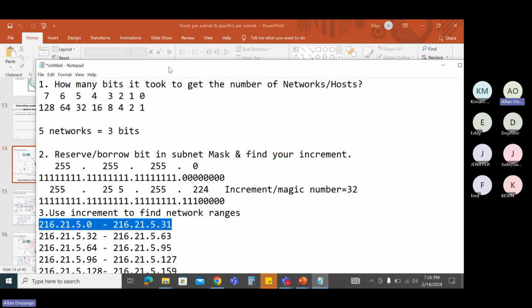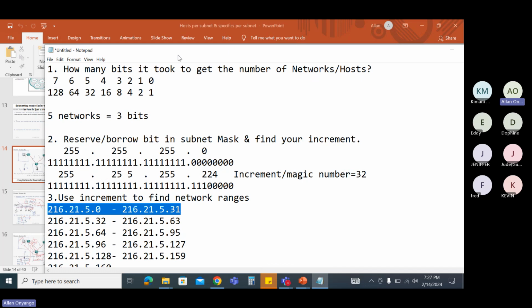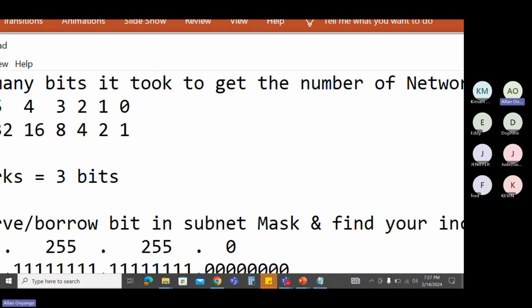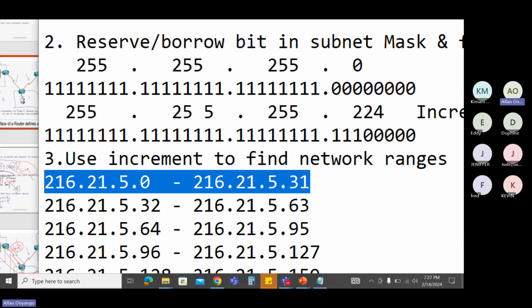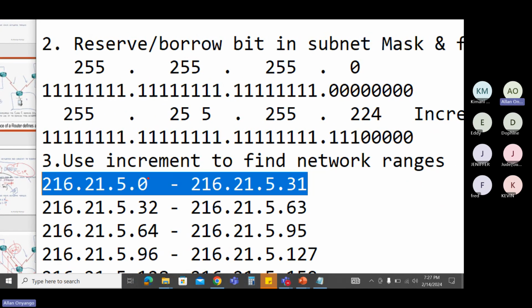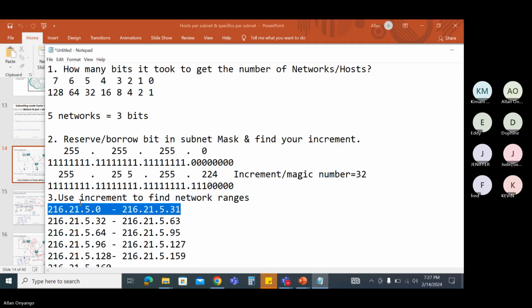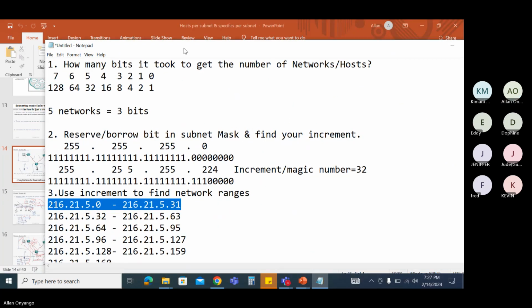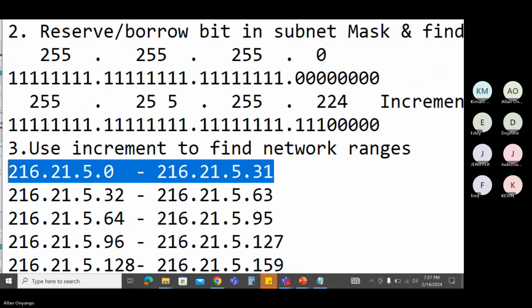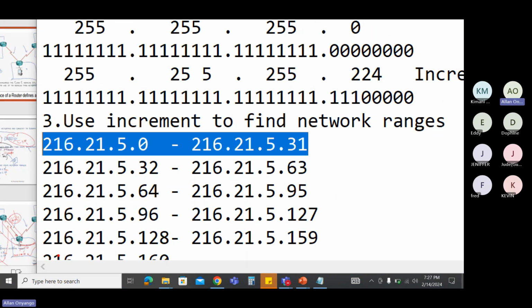But check this out. Let's talk about the first range, the one I have highlighted. I can zoom it in a bit so that you can see it. Now, the first range is 5.0, 172.16.21.5.0, isn't it?